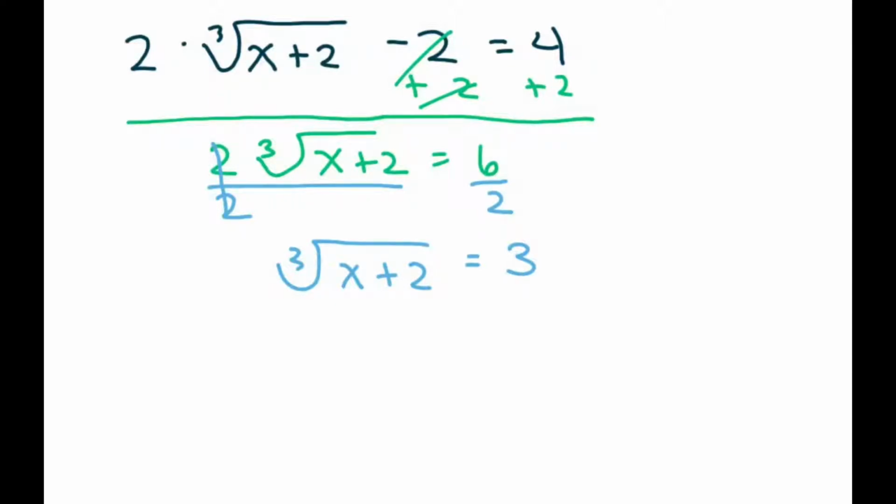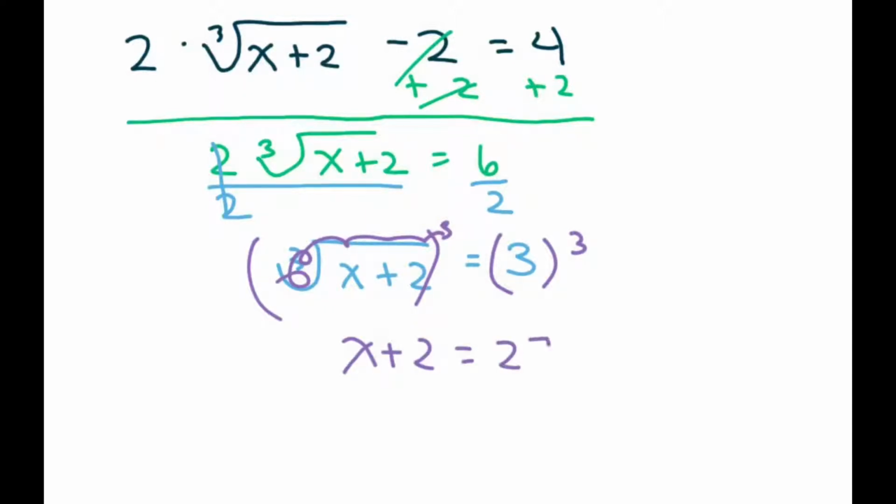And then I'm going to cube both sides. So this will eliminate that. And you get x plus 2 equals 27. And finally, to isolate x, I'm going to subtract 2 from both sides. So I get x equals 25.